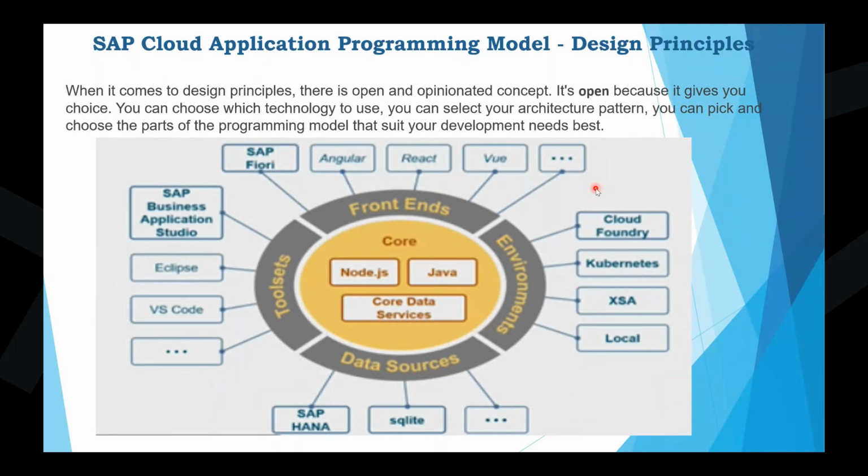When it comes to the design principles, there is the opinionated concept, meaning it's open because it gives you a choice. You can choose which technology you want to develop with. You can select your own architecture pattern. You can pick and choose the parts of the programming model that suit your development. For core business logic, we write either Node.js or Java, and we develop the domain modeling using CDS of the CAP framework. For tools, we can develop in Business Application Studio, in Eclipse, or in Visual Studio Code.